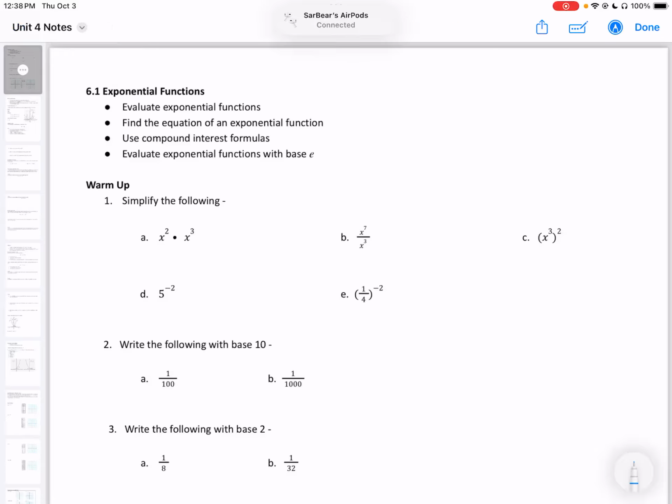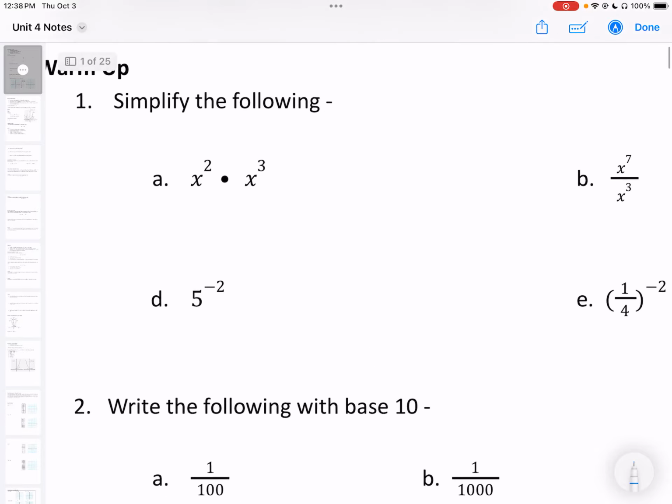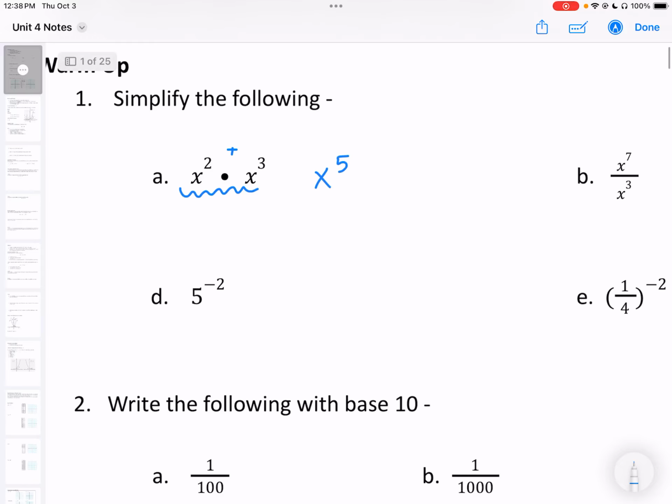Hello everyone, in this video we're going to cover section 6.1 and 6.2, which is an introduction to exponential functions. Let's start by simplifying the following exponentials here in the warm-up. Keeping in mind that this is the product rule, when values are multiplying, their exponents will add, so we will have x to the fifth. Okay, reminder that is the product rule.